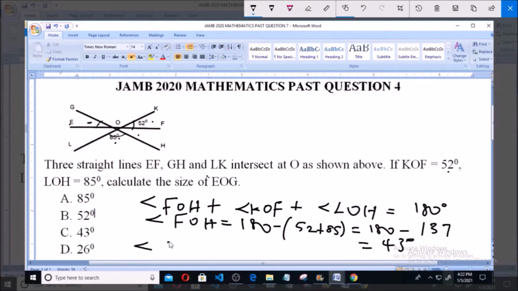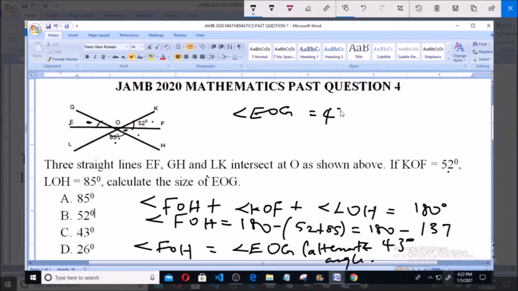Now angle FOH is equal to angle EOG. This is because they are alternate angles. As you can see, angle FOH, this angle here, is equivalent to this angle because they are alternate angles. So therefore, angle EOG is equal to 43 degrees, and that is option C.